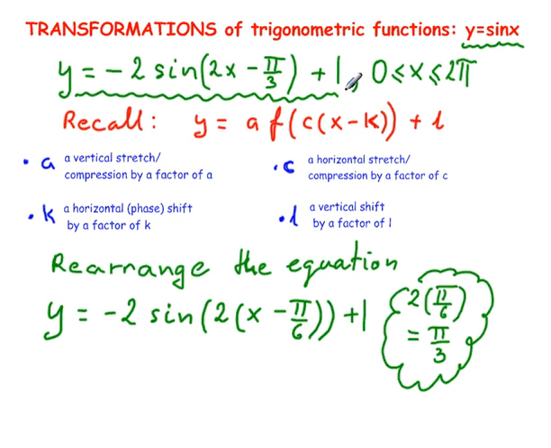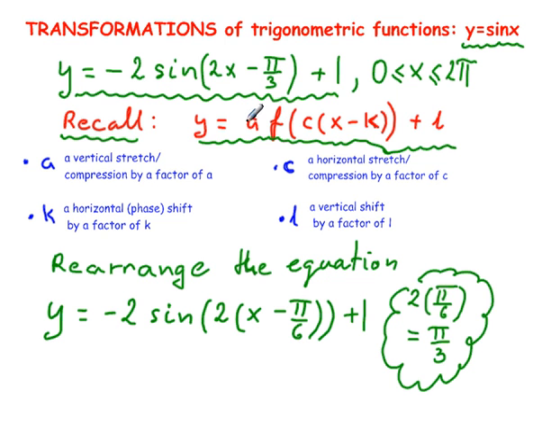Before we move on and start graphing this transformed function, let us go back for a moment and recall the general formula for any transformed function, and take a look at the coefficients that are part of the formula: coefficients A, C, K, and L. You will find different letters for those coefficients, but the meaning, the overall idea, will remain the same.